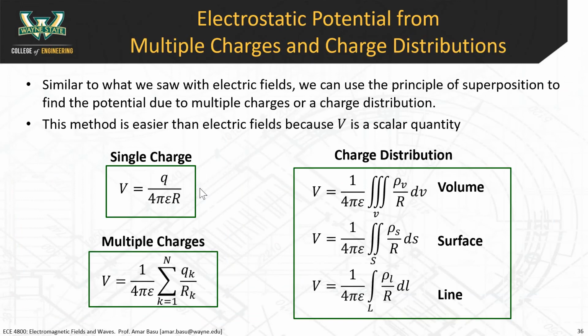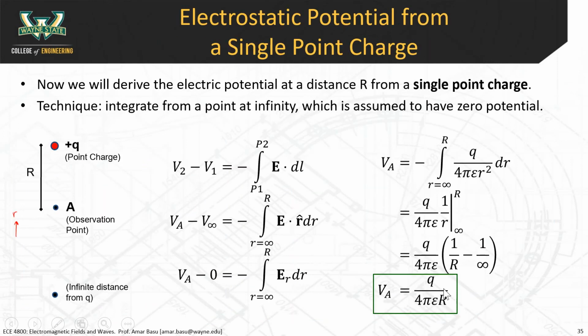All right, so this is the electrostatic potential from multiple charges and charge distributions. Similar to what we saw with electric fields, we can use the principle of superposition to find the potential due to multiple charges or a charge distribution. And this method is easier than electric fields because V is a scalar quantity. So we're going to start with a single charge and then multiple charges. If you have a single charge system, you can very easily find the electrostatic potential at any distance from that point charge using this equation, Q over 4 pi epsilon R.